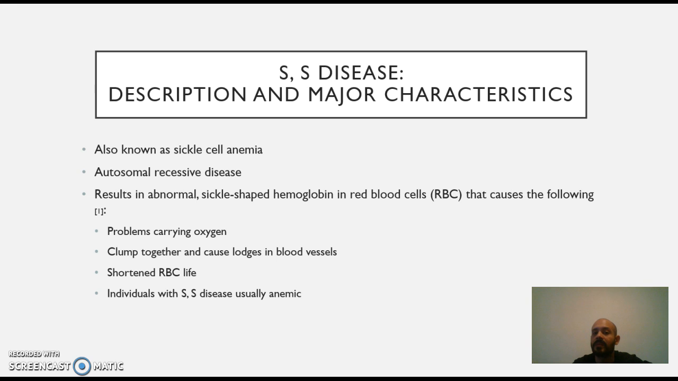The sickle cells have problems carrying oxygen, and due to the sickle structure, they stick to each other and get lodged in small blood vessels, causing many complications. Furthermore, red blood cells usually last up to 120 days, while sickled cells only last approximately 10 to 20 days. So, for the aforementioned reason, individuals with sickle cell anemia usually suffer from anemia, which is the decrease of O2 in the red blood cells.